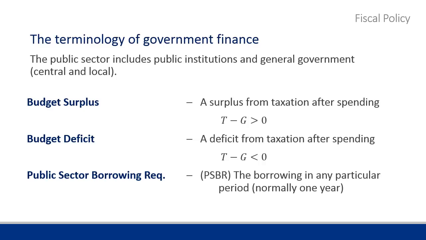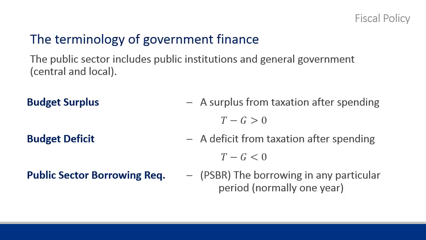As we said before, it's really the government budget that we model as fiscal policy. So for a budget surplus, we have revenue from taxation minus government spending. If that is positive, then there is a surplus. Though if that is negative, if government spending is greater than the level of revenue from taxation, then we have a budget deficit. Of course, we're used to budget deficits in this country.